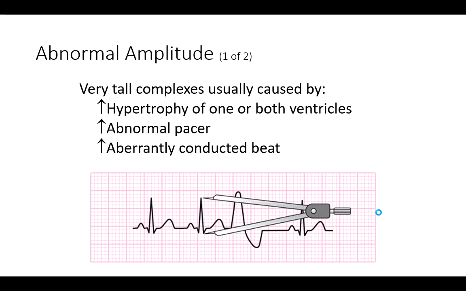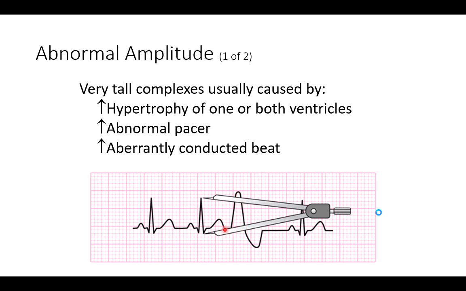Now, very tall complexes usually are indicating hypertrophy of one or both ventricles, or perhaps there's an abnormal pacer. Something that's occurring outside the normal conduction pathway could cause a rather large, aberrantly conducted beat coming from somewhere that's outside of this normal conduction pathway and facilitating this pattern that looks very atypical. In this case, here we have a premature ventricular contraction where there's no associated P wave.